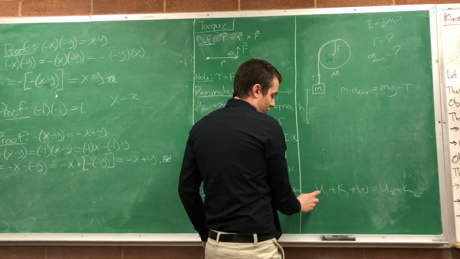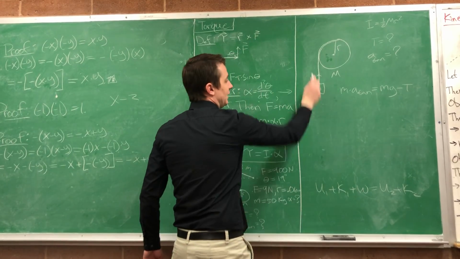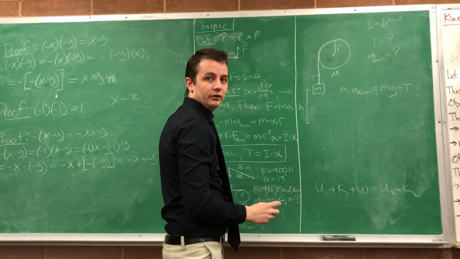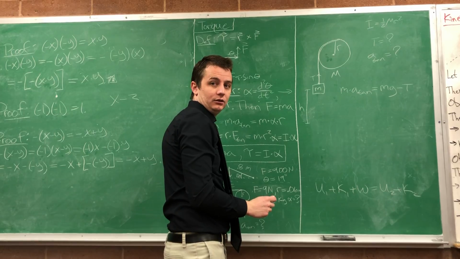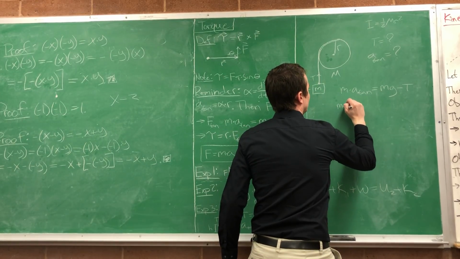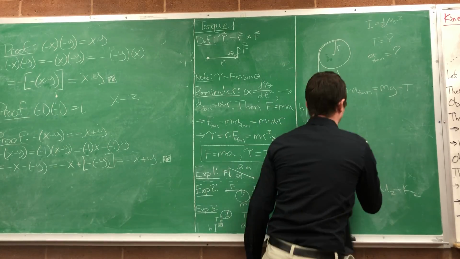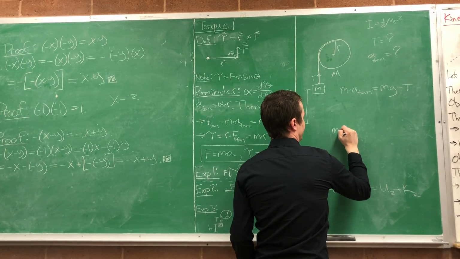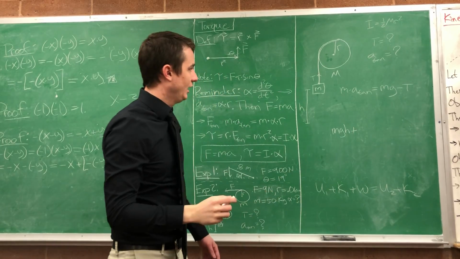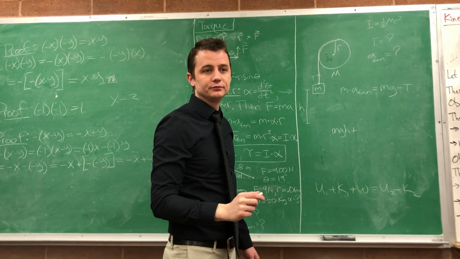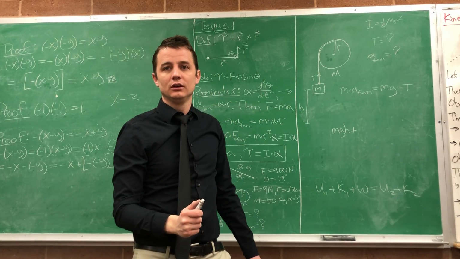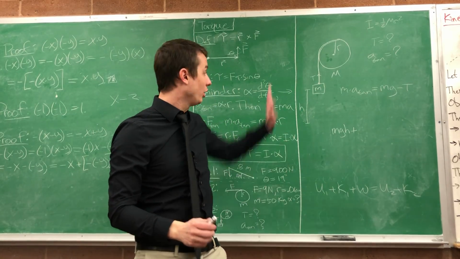Thinking about the energies now, what's our potential energy at the start of the system? MGH. So we have MGH, and we'll write the final equation later. MGH plus, what's our kinetic energy at the start of the system? Zero. What's the work that goes into the system? Nothing. Isn't it just MGH? That's part of the system.